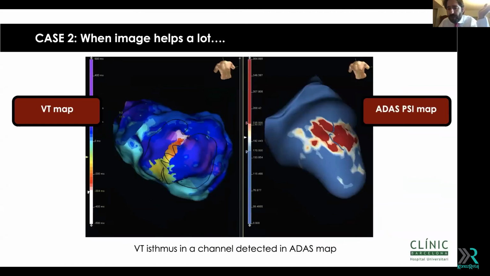So if you analyze the MRI, this was the 40% layer, so intramural substrate. This channel was the channel that the VT was using. So we were looking at an endocardial VT that was actually using an intramural channel. So I think you feel more comfortable ablating this VT, because you already know that there is something real, some substrate in the MRI, okay?